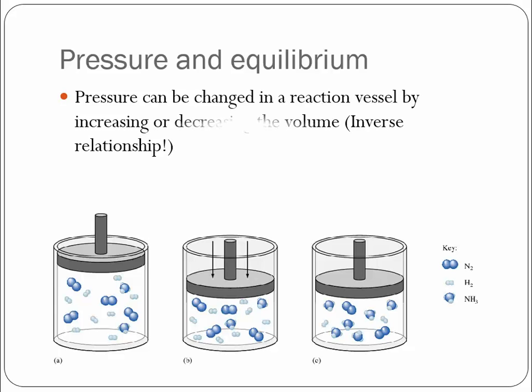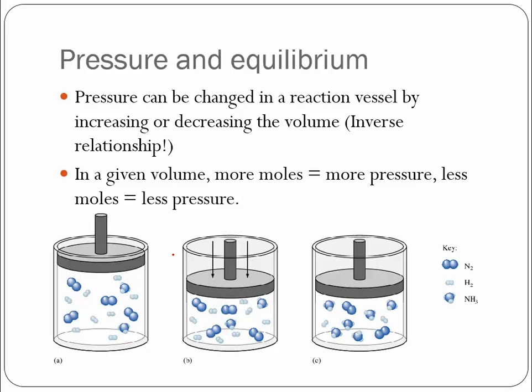So pressure has an effect here as well. Let's just spend a second talking about pressure. Here's our same reaction with nitrogen plus hydrogen to make ammonia. You could have a reaction going on in a piston. If we think back to the gas laws, you could change the pressure in that piston by increasing or decreasing the volume, and it's an inverse relationship. If you decrease the volume, the pressure is going to go up, and vice versa. If you increase the volume of the piston, the pressure is going to go down.